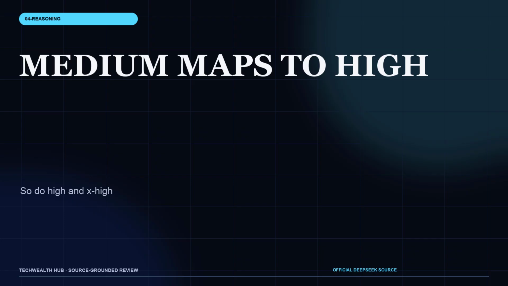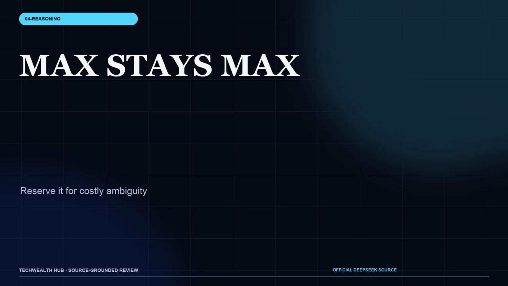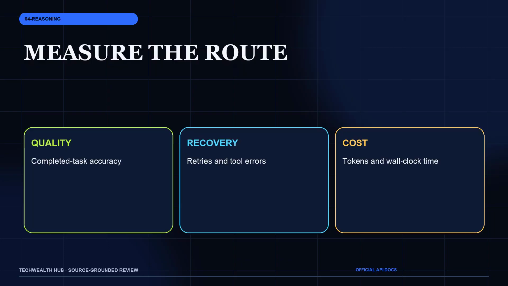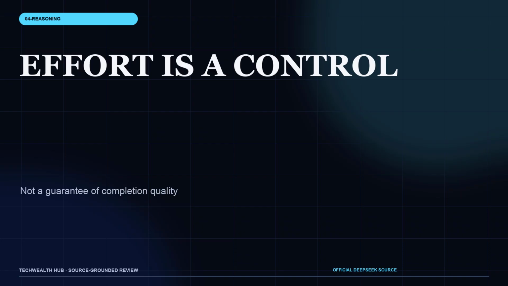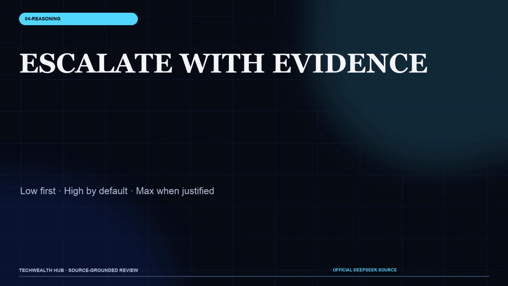The routing idea is simple. Stop paying maximum latency and tokens for every step. Use low for classification, extraction, and obvious edits. Use high for routine multi-tool work. Escalate to max only when the task is ambiguous, long horizon, or expensive to get wrong. But do not assume the label predicts completion quality. Measure retries, recovery after tool errors, total tokens, and wall clock time per completed task.